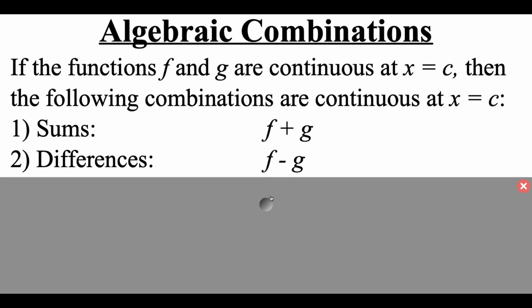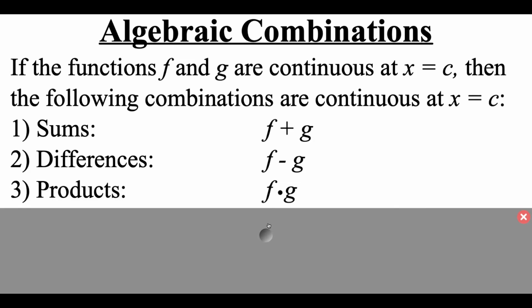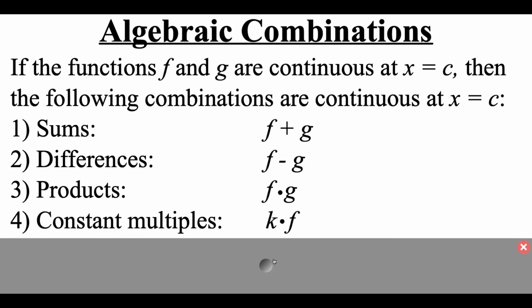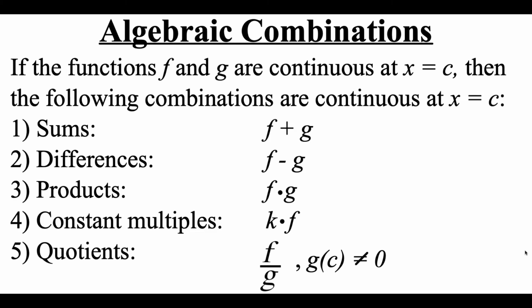Similarly, a difference. So if you take a continuous function and subtract another continuous function, the result is still continuous. Products, so multiplying a continuous function times another continuous function, again, still continuous. Then a constant multiple, so if you took a continuous function and multiplied it by just some constant value, it's going to stay continuous.